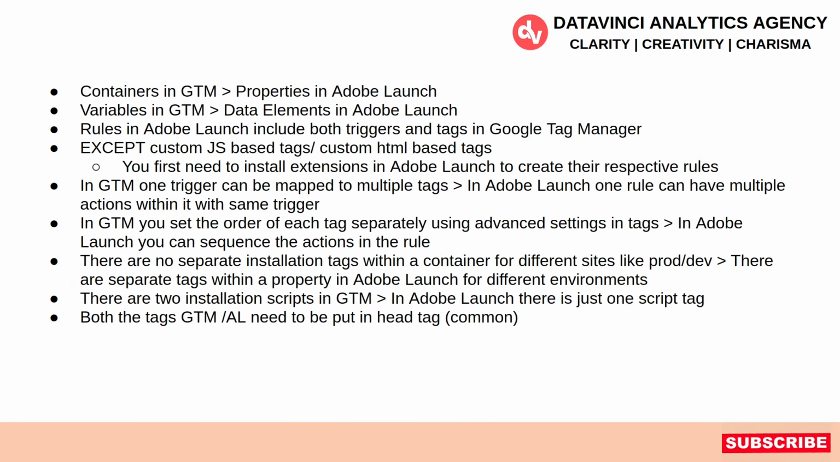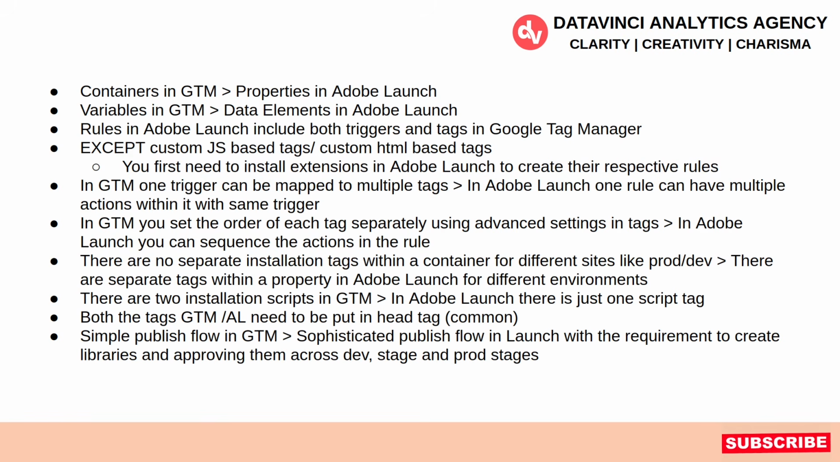So what we learned further: there is a simple publishing flow in Google Tag Manager, while in Adobe Launch there is a sophisticated publishing flow with the requirement to create libraries and approve them across the dev, stage and prod phases. And there is a native debugger in Google Tag Manager which is called the Tag Assistant, while in Adobe Launch you need to use the Launch Switch browser extension, which is available in Google Chrome. I think it's available in Firefox as well. I'm not aware of the other browsers though.